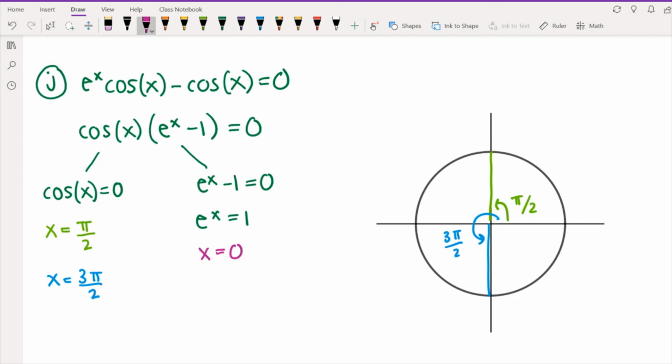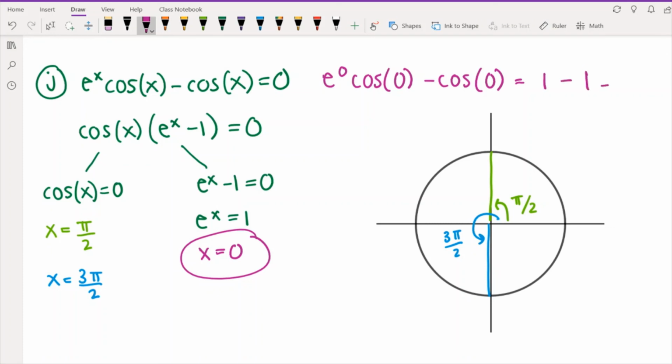So for example, what would happen if we plug this in? You would get e to the 0 times cosine of 0 minus cosine of 0. So what would that be equal to? Well, e to the 0 is 1. Cosine of 0 is 1, so we get 1. And then cosine of 0 again is 1, and so we get 0. And that's exactly what we're trying to solve. So you can always check your answers on these, right? By plugging the angle or the number, the solutions that you get, back in and verifying that you actually get what you're supposed to get.